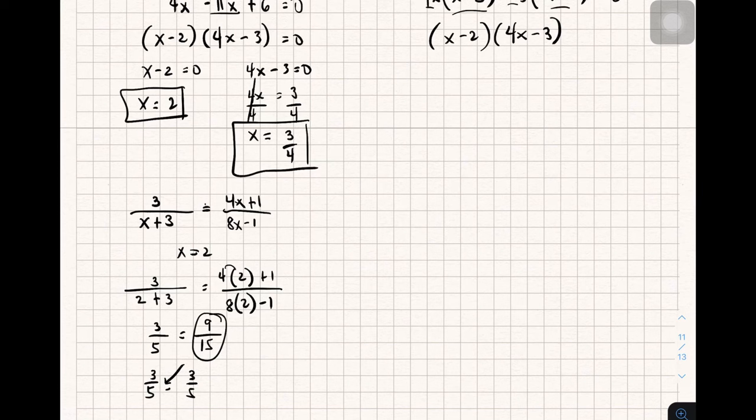So, we are done with the first value. Sundan naman natin, what if x is equal to 3 over 4. Substitute natin. You have your 3 over 3 over 4 plus 3 is equal to 4 times 3 over 4 plus 1 over 8 times 3 over 4 minus 1. So dito, we can cancel out 4. Dito naman, cancel natin ito. Ito magiging 2. So dito muna tayo sa left side.